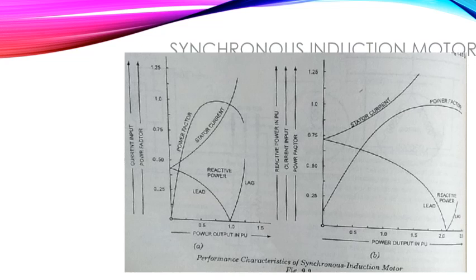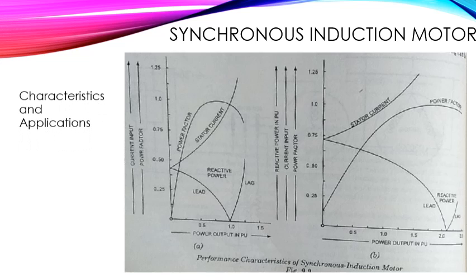Now we'll see the characteristics and applications of the synchronous induction motor. A synchronous induction motor can also be made of salient pole type, combining the high efficiency and low excitation loss of the salient pole synchronous motor and the excellent starting characteristics of the induction motor.